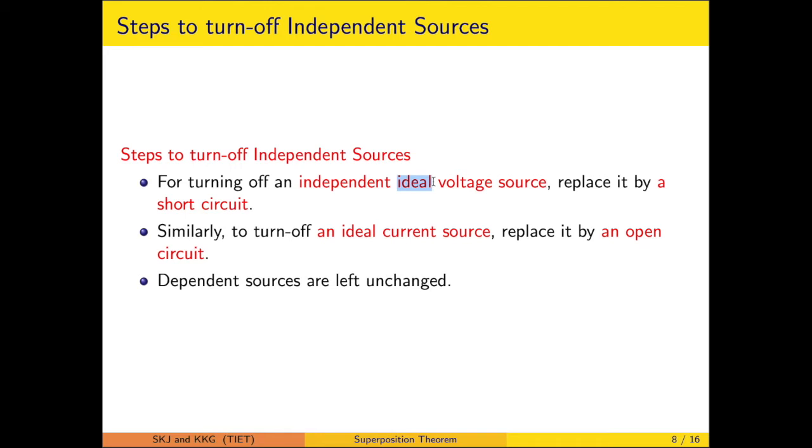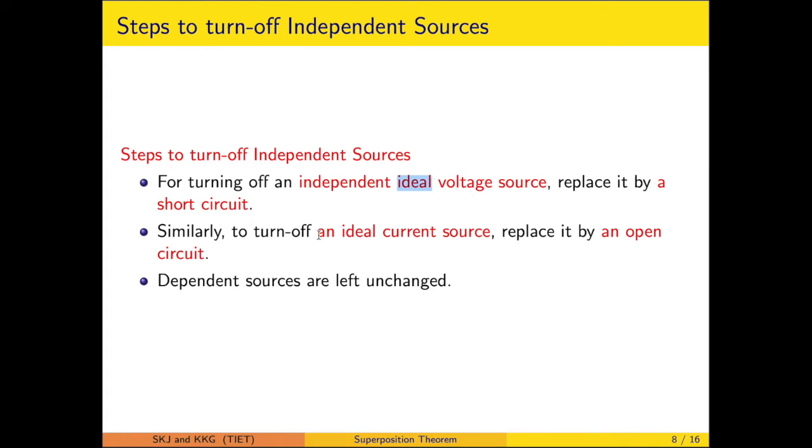Suppose it is specified that the source is a practical voltage source. The practical voltage source is represented first as a combination of the ideal voltage source and the series resistance, and we simply short circuit the ideal voltage part. So basically the practical voltage source is left with an internal resistance only.